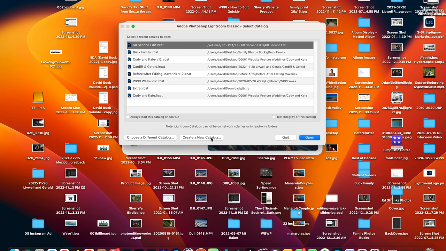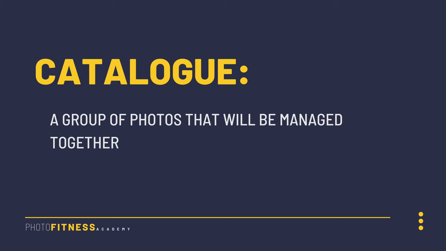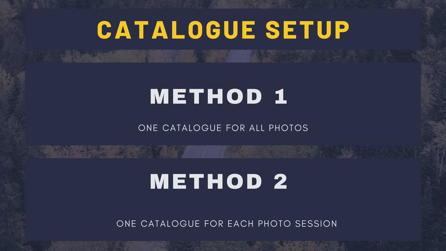Whoa! First thing I'm asked is which catalog I'm opening. Well, I don't have a catalog. I don't even know what a catalog is or what it does. No need to get angry. The catalog is simply the term that Lightroom uses to refer to a group of photos that are going to be managed together. So you can make a new catalog for each photo shoot that you do, or you can have one catalog that has all the photos you've ever taken.